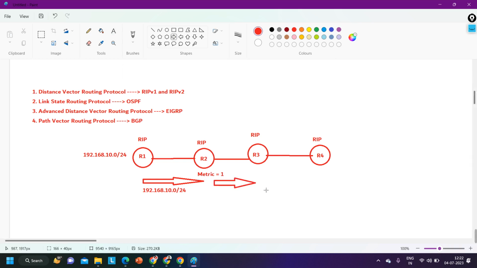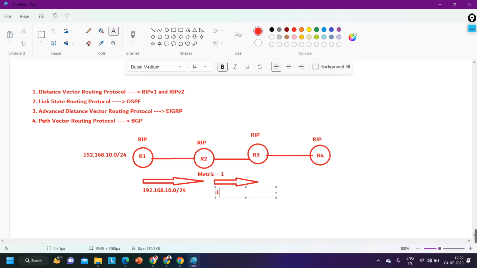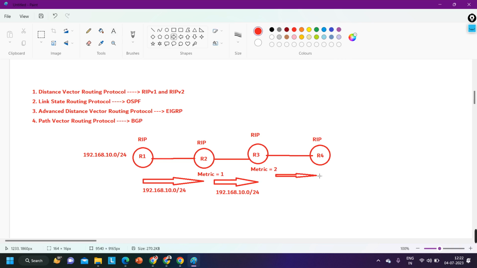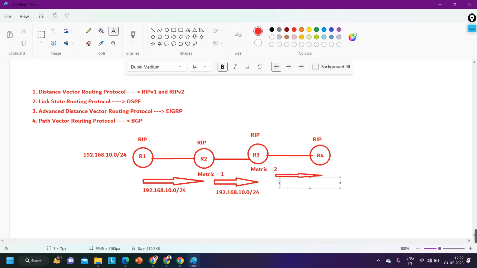After that, router 2 will also advertise this network to its neighbor, router number 3. Same network, 192.168.10.0/24. What will be the metric over here, guys, on R3? 2. The metric will be 2. That means the destination network is 2 hops away from me. After that, router 3 will also advertise this network to router number 4. Same network, 192.168.10.0/24. And what will be the metric on router number 4? Three.